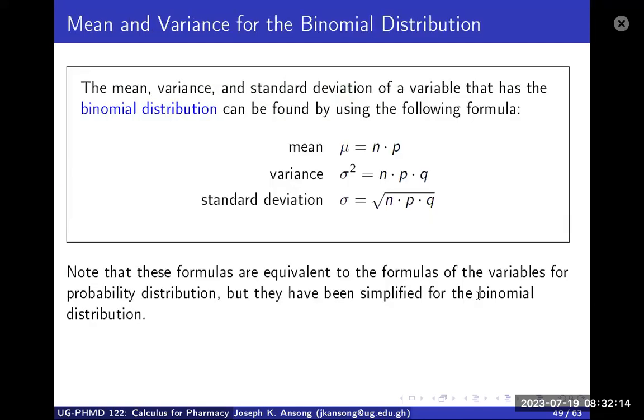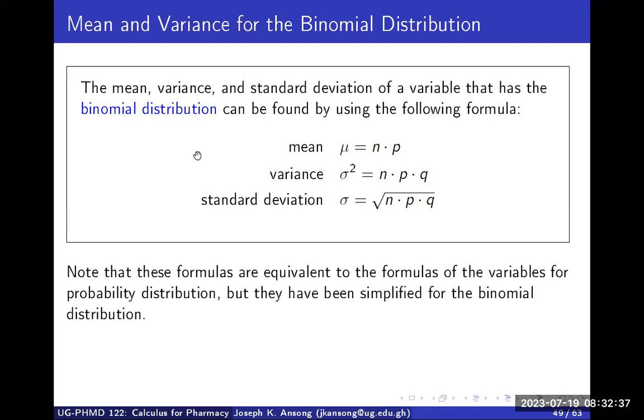Okay, how do you then compute the mean and variance and standard deviation for a binomial distribution? Well, you can do what we did previously. Take each element, multiply by its probability and sum them up to get the mean and do the other stuff. But in the case of a binomial distribution, those formulas have been simplified.